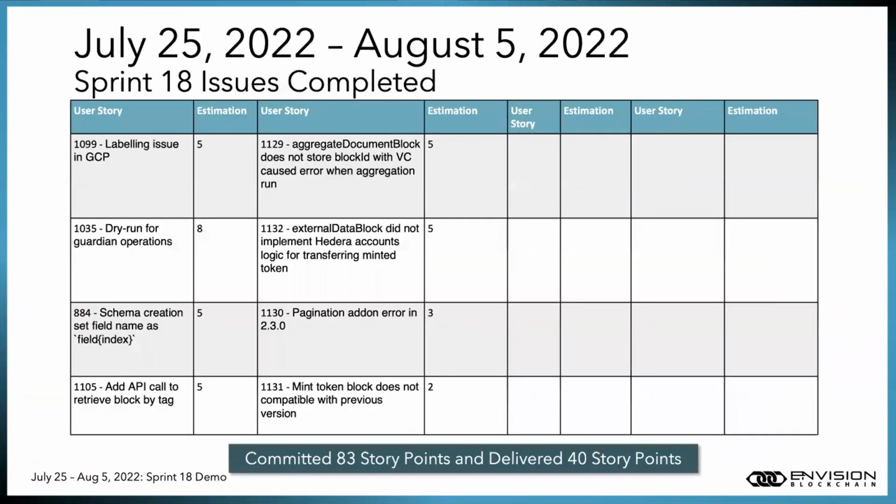So just a quick overview of what we covered in Sprint 18. In Sprint 18, we committed to 83 story points and we delivered 40 story points. These story points include 1099, labeling issue in GCP, 1035, dry run for Guardian operations, 884, 1105, and we also solved some of the bugs, which include 1129, 1130, 1131, and 1132.